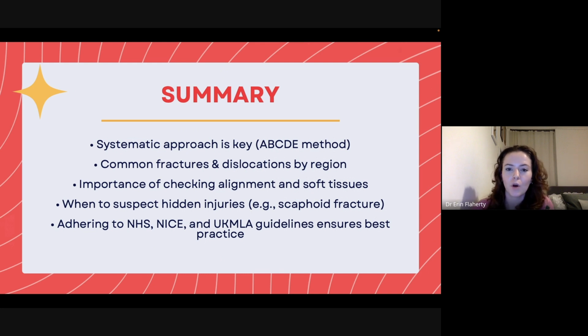We've had a look at some common fractures and dislocations and looked at why it's important to check alignment and soft tissues, and why and when to suspect hidden injuries. So scaphoid fractures are really important.